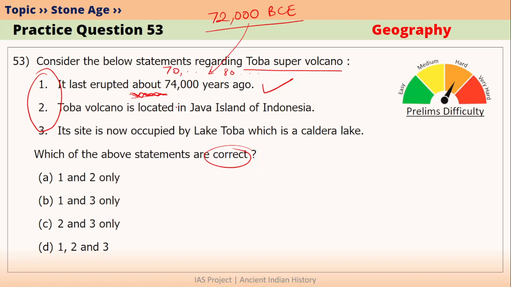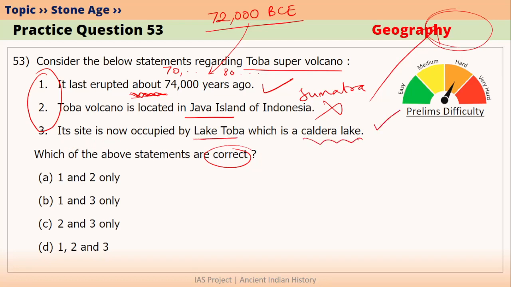The second statement is, Toba volcano is located in Java island of Indonesia. This is false because it is located in Sumatra island. We have discussed this in our lecture video. If you don't remember it, just click on the link that is being shown here and you can watch the video. The third statement is, its site is now occupied by Lake Toba, which is a caldera lake.